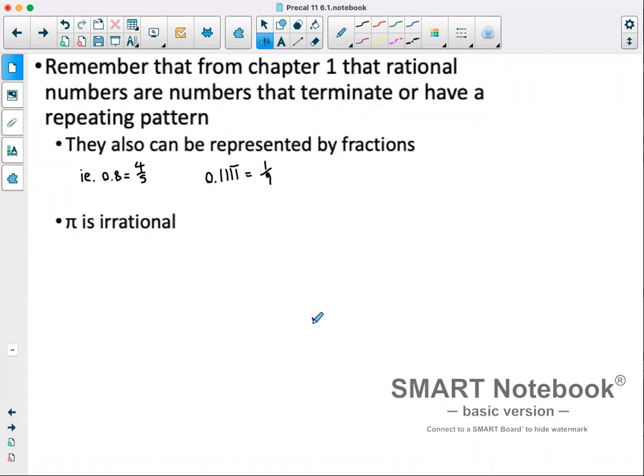If we have 0.111 repeating, that is 1 over 9. Now, pi is considered to be irrational because the decimal continues on, and there is no pattern to the decimal.